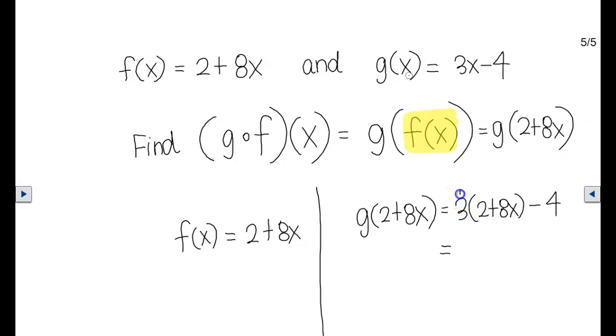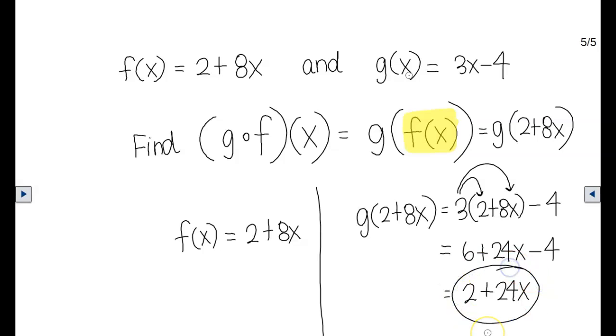All right, time to simplify. 3 times 2 would be 6. 3 times a positive 8x would be a positive 24x. And then I've got a minus 4 in my function. I can do 6 minus 4, so I get 2 plus 24x. And then I look at that and I don't see anything else I can do. So that is my answer. So g of f of x is 2 plus 24x. Or you could put 24x plus 2 and that would be correct as well.